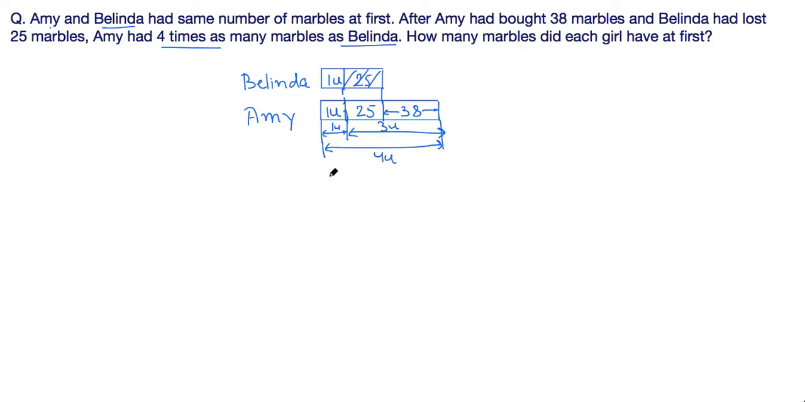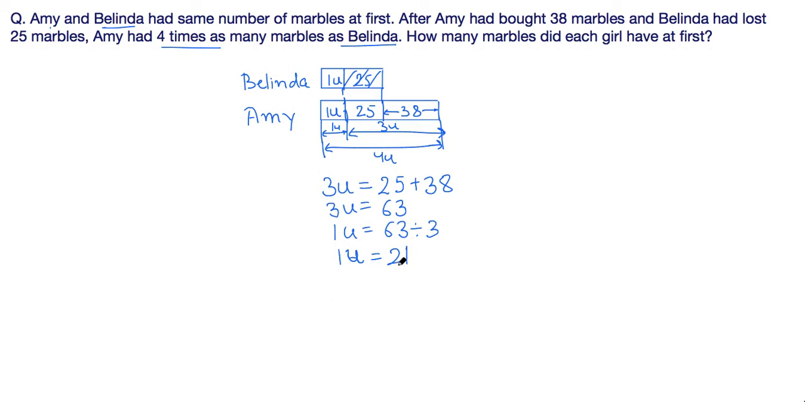So let's calculate it. How much will be 1 unit? 3 units is 25 plus 38, which will be equal to 63. So 1 unit will be how much? 63 divided by 3, which gives you 1 unit equals 21.